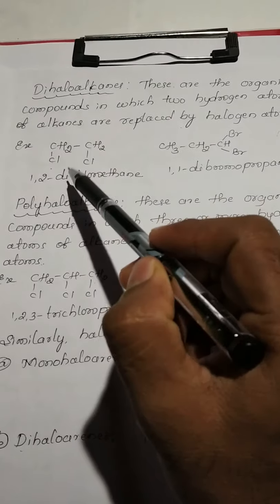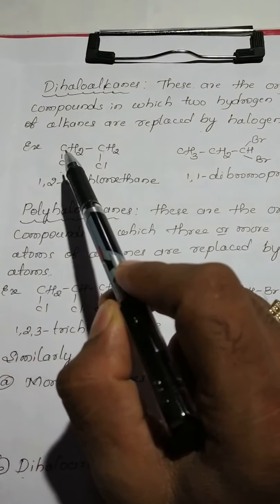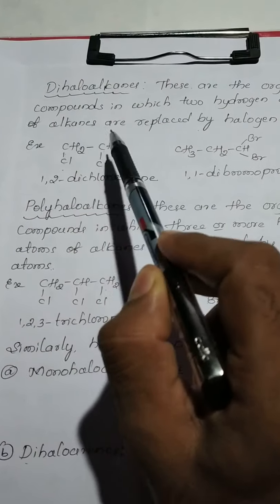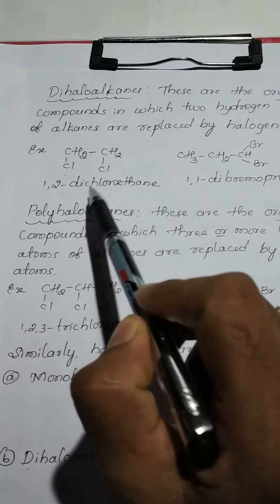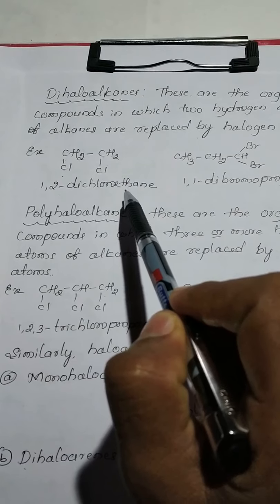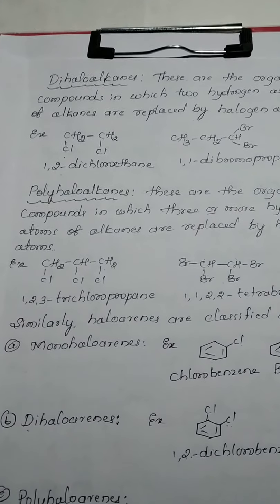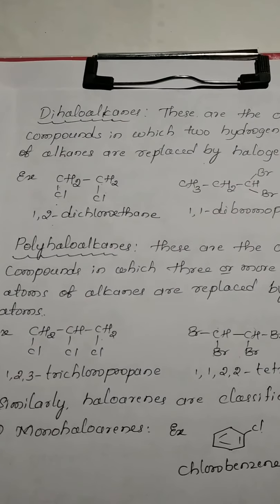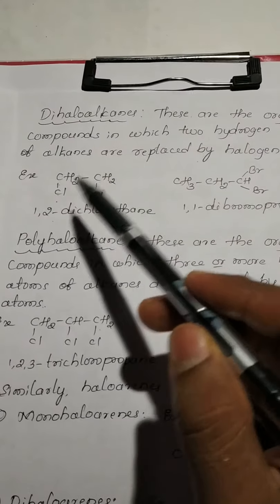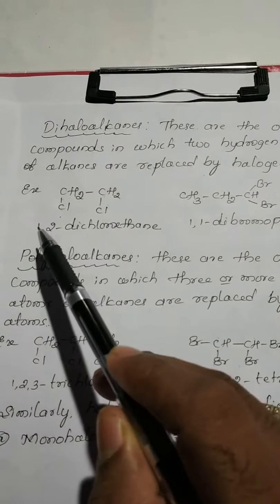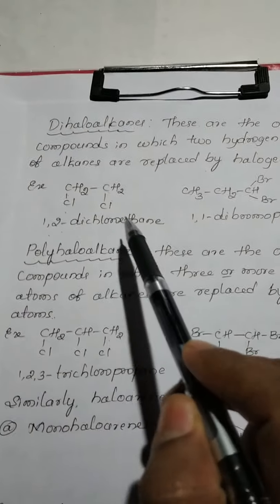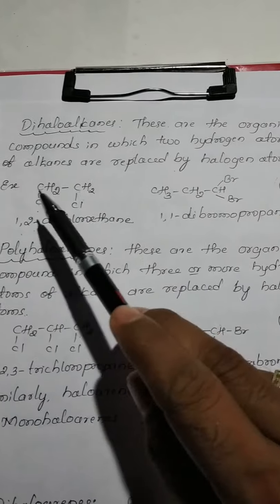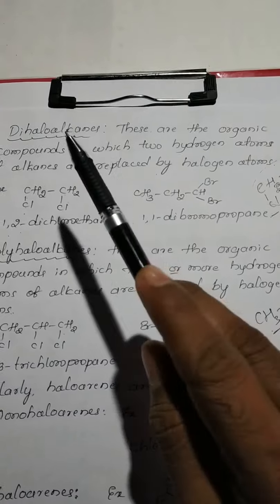dihaloalkanes. See here, example. The IUPAC name of this compound is: first carbon, second carbon, 1,2-dichloroethane, because 2 carbon atoms are there, root word is eth. Single bond is there between the carbon atoms, hence it is called ane. So first carbon, second carbon containing chlorine, hence it is called 1,2-dichloroethane. So it is also an example for dihaloalkanes.